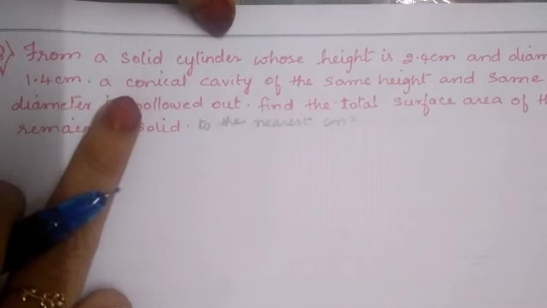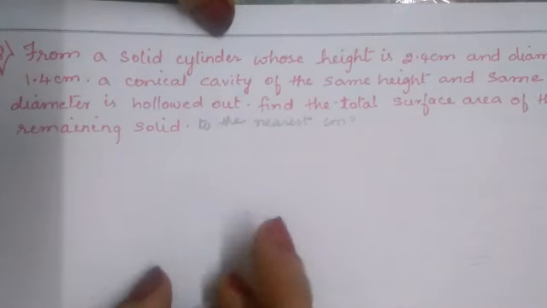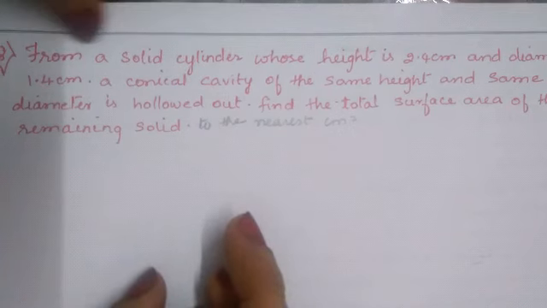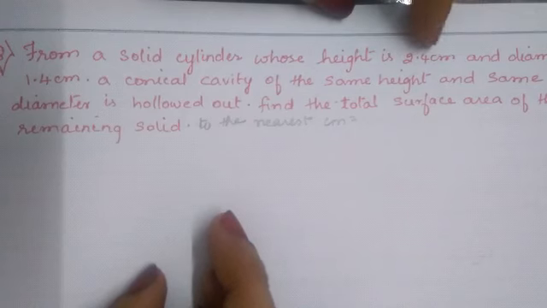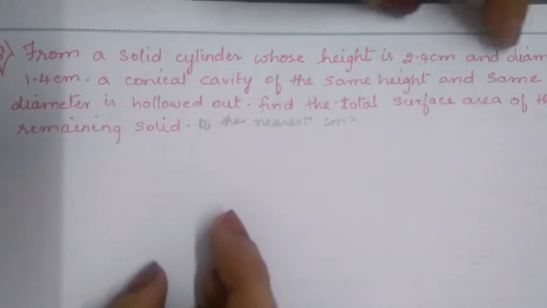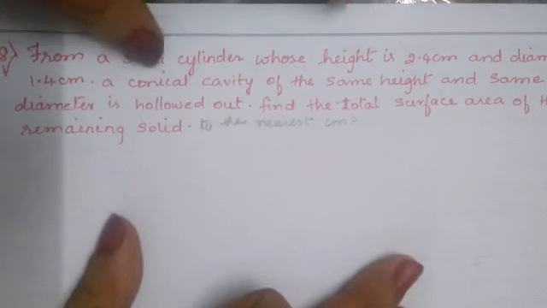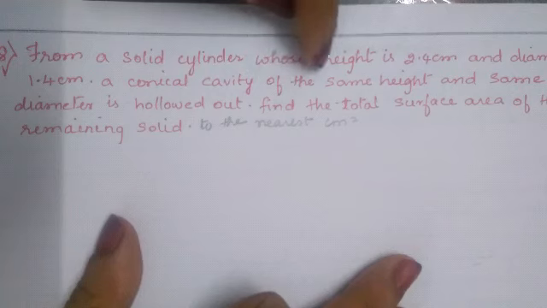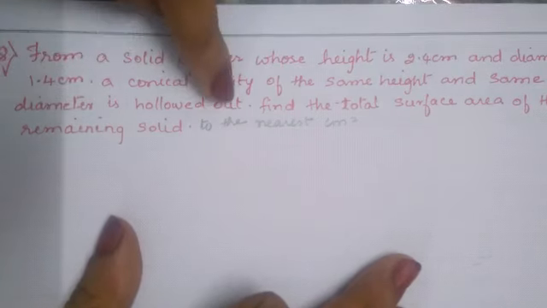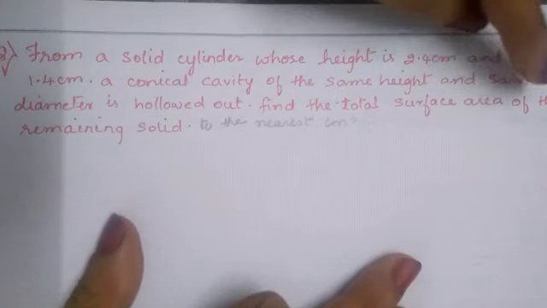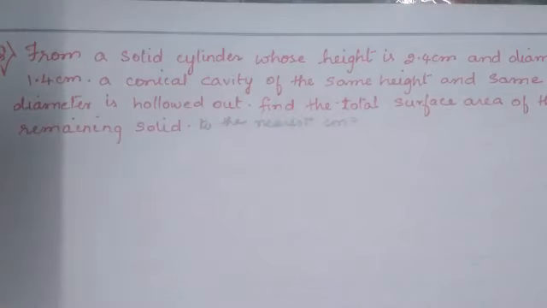Here they have said solid cylinder. Solid in the sense fully covered, top and also bottom is covered. From a solid cylinder whose height is 2.4 centimeter and the diameter is 1.4 centimeter, a conical cavity of the same height and the same diameter is hollowed out. Find the total surface area of the remaining solid to the nearest centimeter square.